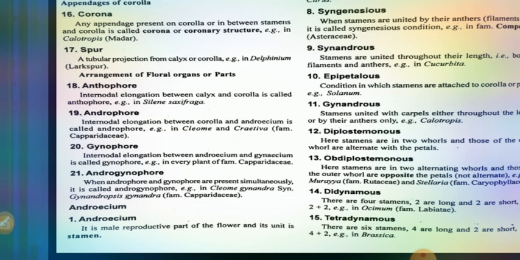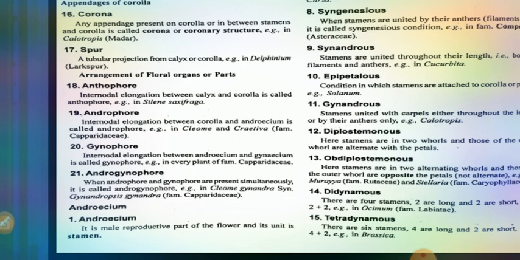Here, in case of the anthophore, you just see that in between the calyx and corolla, but in case of the androphore, there is the elongation, internodal elongation between the corolla and the androecium. Then this is known as the androphore. So, for example, this is Cleome and Crataeva.